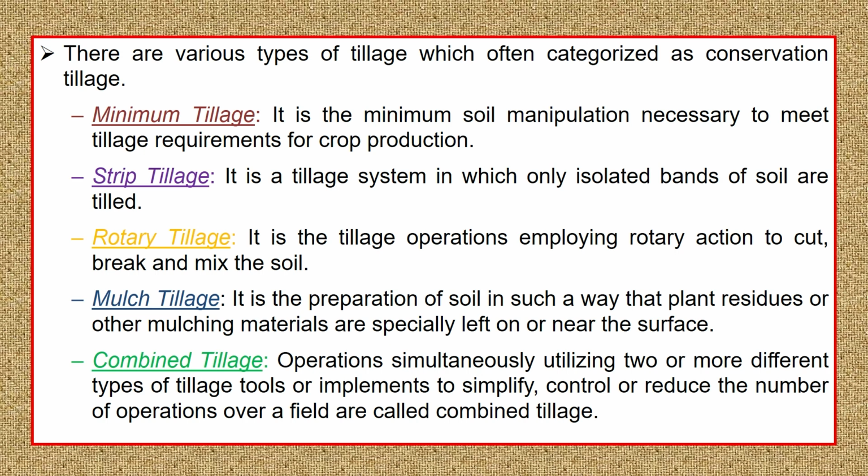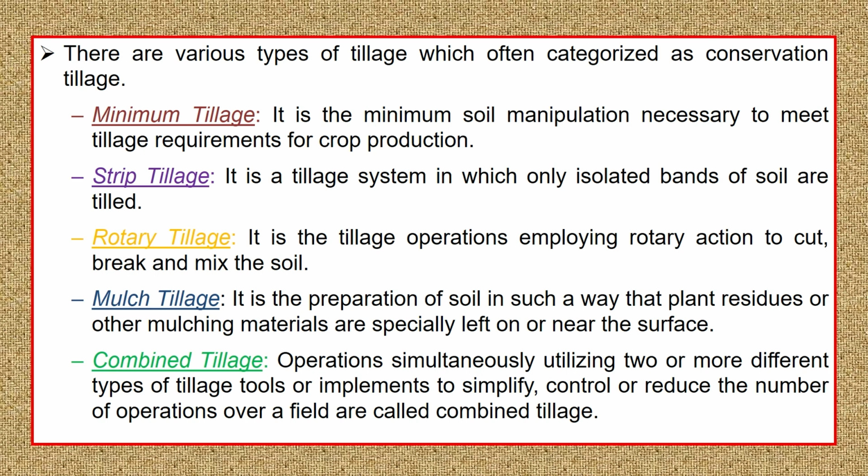Minimum tillage comes with its own definition. It means the minimum manipulation of soil which is essentially required to meet the requirement of crop production. So sometimes what happens, we keep plowing the land twice, thrice, four times before we go for sowing or planting the seedlings. Here the minimum tillage refers to having one or two plowings and thereafter immediately going for sowing.